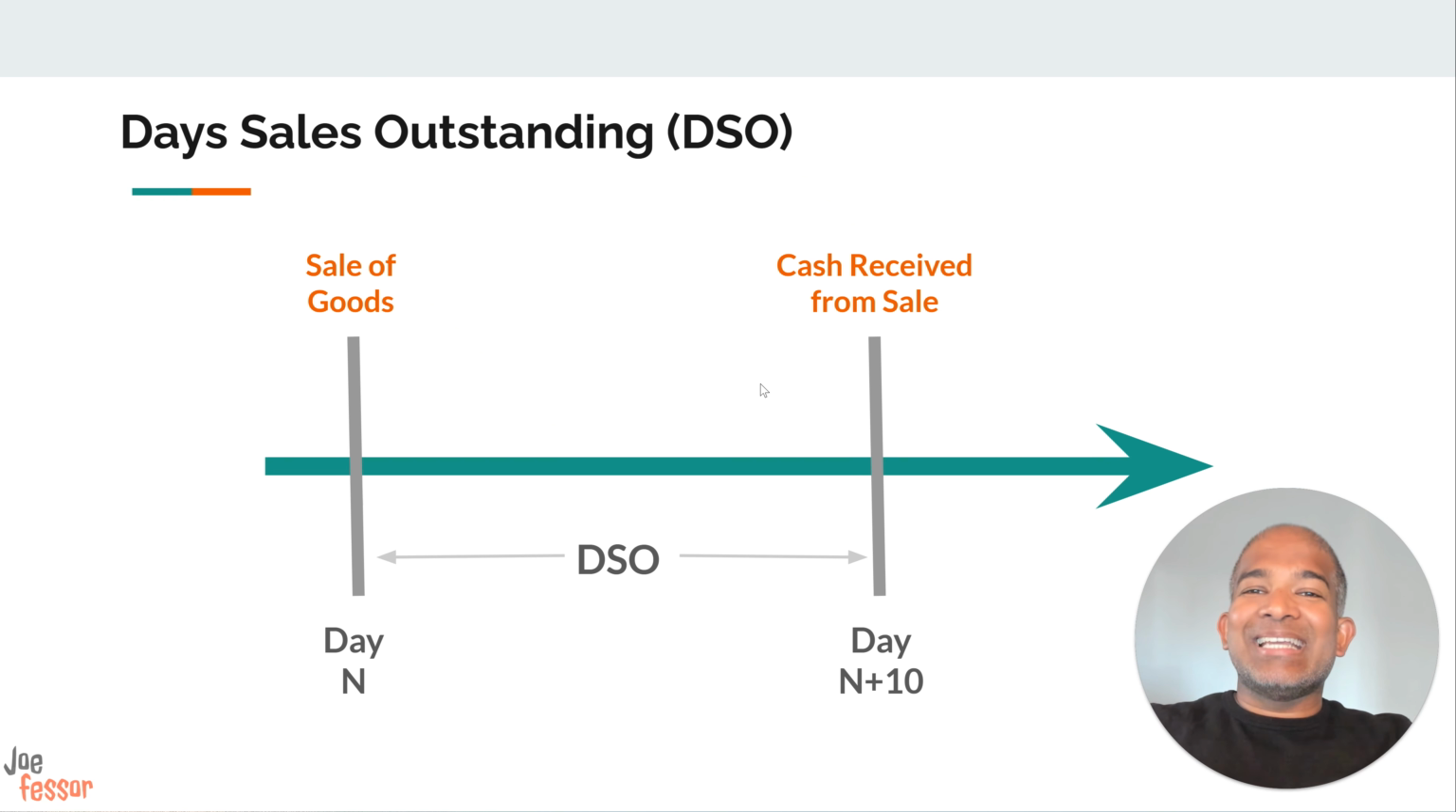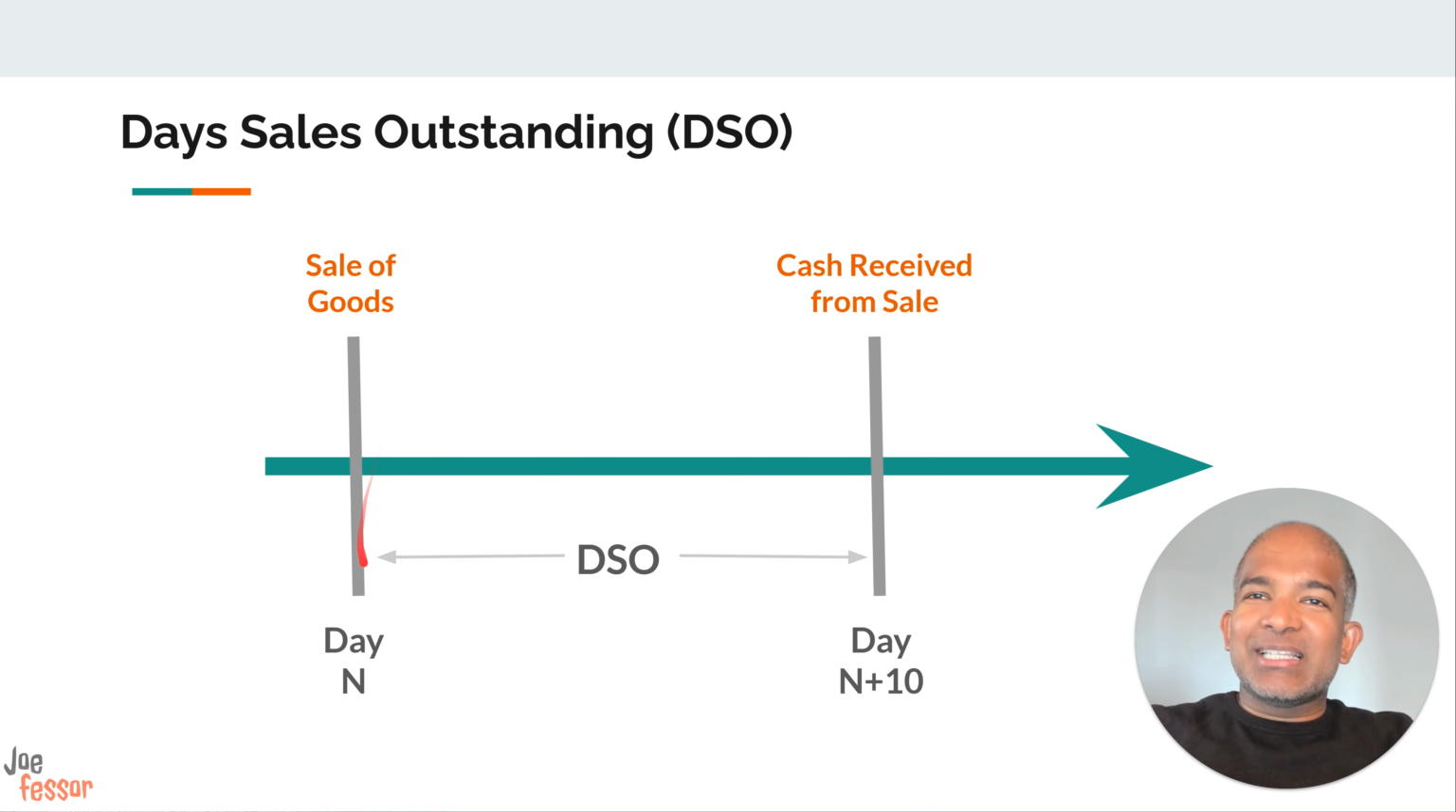Let's begin with Days Sales Outstanding or DSO. You might also hear this referred to as Days Receivables Outstanding or DRO, or even the average collection period. Essentially, regardless of the name, DSO tells us the average number of days it takes a company to collect payment after making a sale. Here we have a basic illustration.